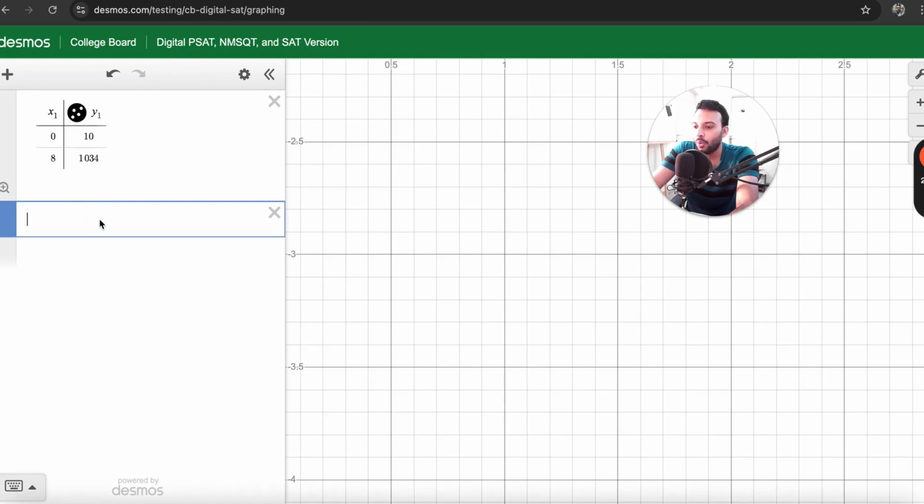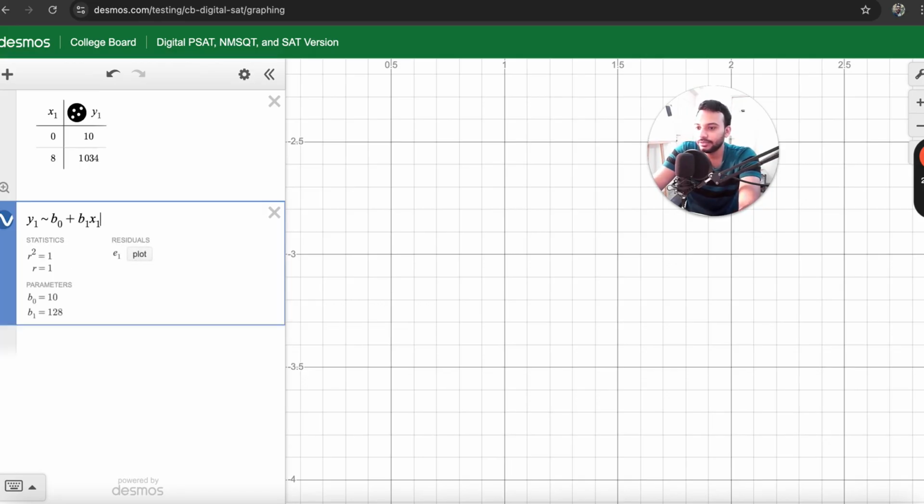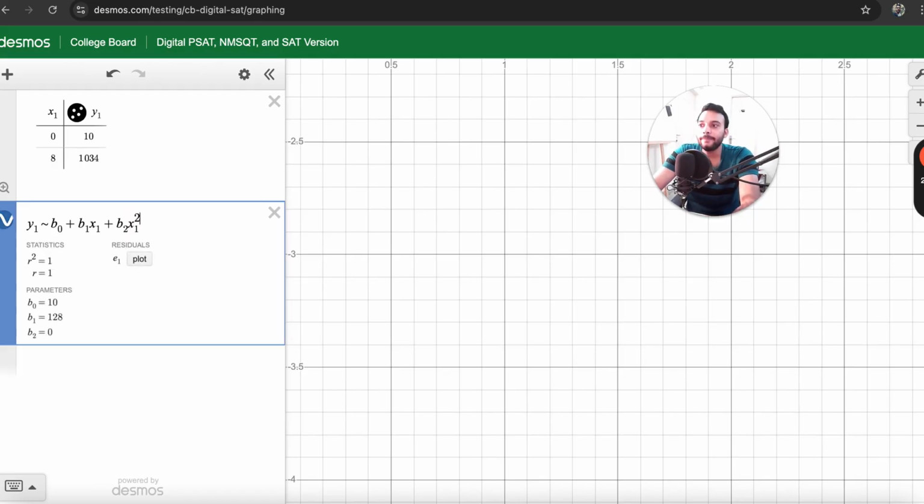Let's write the regression. y1 tilde b0 plus b1 x1 plus b2 x1 squared. Okay. We write always in terms of x1 and y1. Now, as you can see, b2, the regression is giving the value of b2 as 0 because we've just given these 2 points, and based on that, the DESMOS regression calculator is guessing that it's a straight line instead of a quadratic equation. So what do we do for this?